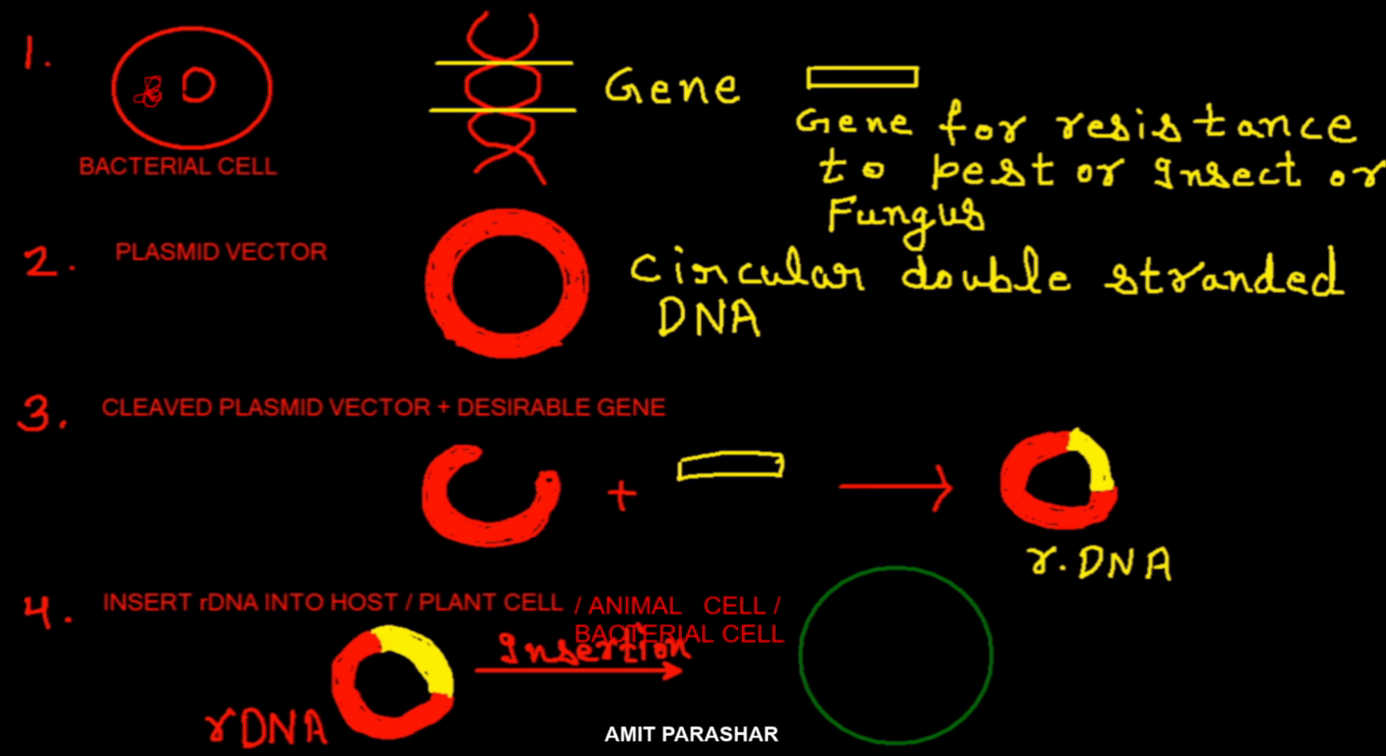For example, suppose this one is a host cell which can be a bacterial cell or plant cell or animal cell. This cell will possess characteristics of resistance to pest or insect or fungus. Why does it possess those characteristics? Because you transferred that desirable gene which is responsible for desirable characteristics.